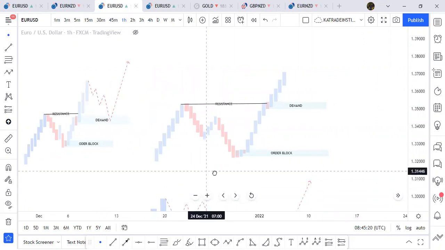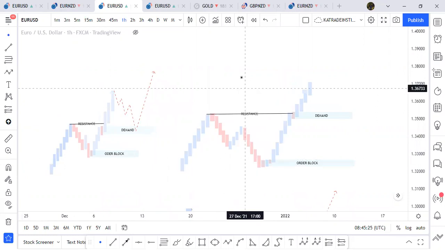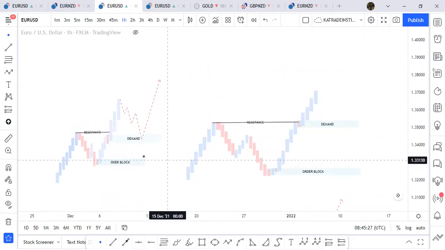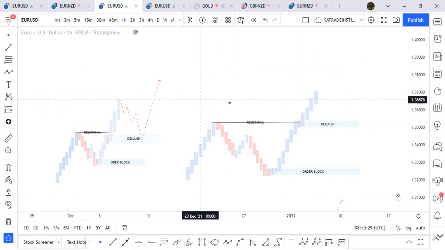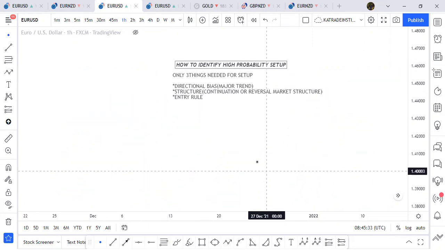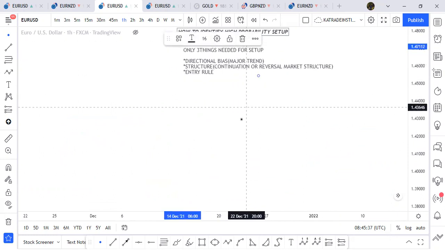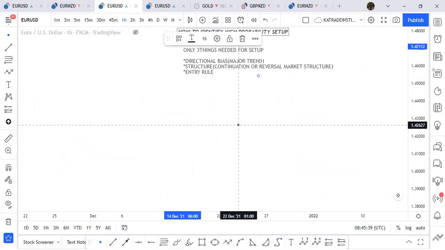some of you asked that price is always respecting support and resistance levels, then the order block. It all works, the order blocks and the resistance, but it's just a matter of being able to identify some keys within. I hope you are getting me.